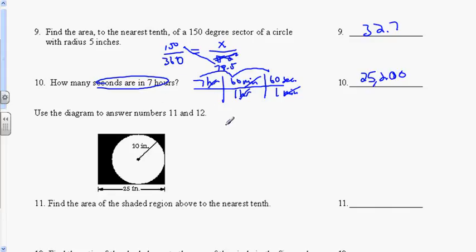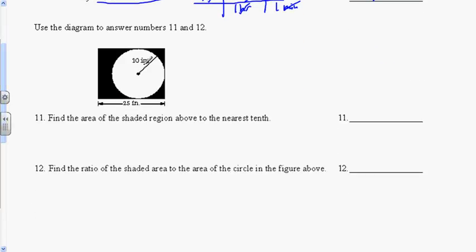These diagrams show the answers for 11 and 12. Alright, we have a picture showing a rectangle that is length 25 and height 20. How do I know that? Because the radius is 10, therefore the diameter is 20, and that's the height of the rectangle. Find the area of the shaded region above to the nearest tenth.